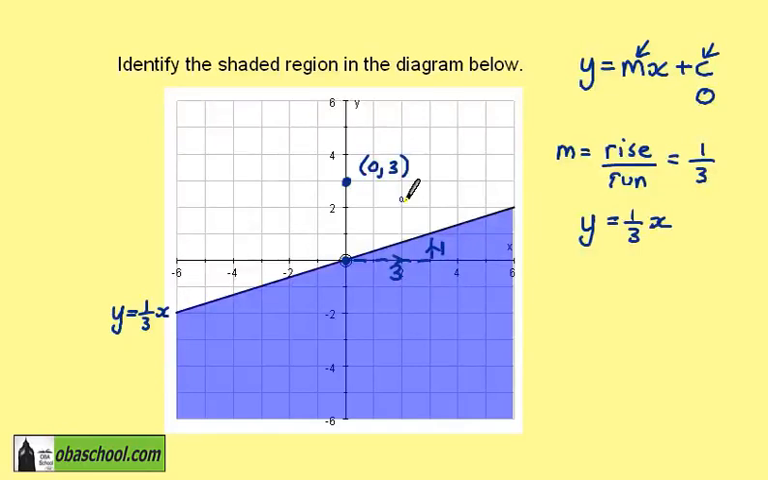Use this together with the equation y is 1/3 x. y is 3, and we have 1/3 of 0. 1/3 of 0 is 0, which is the correct inequality to go between 3 and 0. 3 is greater than 0, so this region is y is greater than 1/3 x.